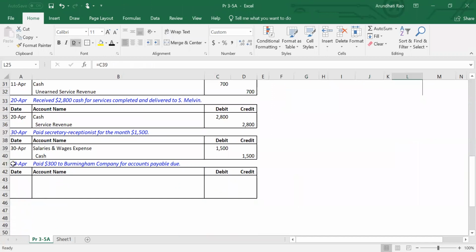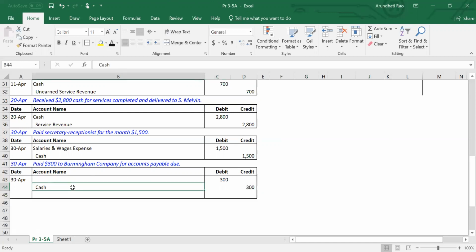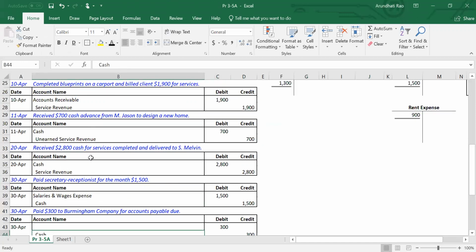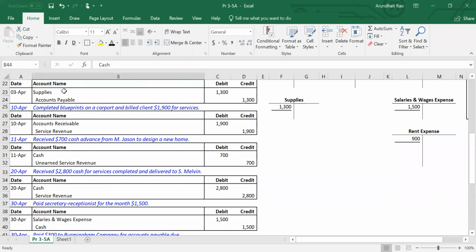Okay. And finally, on April 30th, the same day, we paid $300 for the money that was owed. So we are paying the money, so cash has to be credited. Why are we paying the money? Did we get anything right now? No, this is based on something that we owed money earlier. Remember, we owed money for the supplies, $1,300.